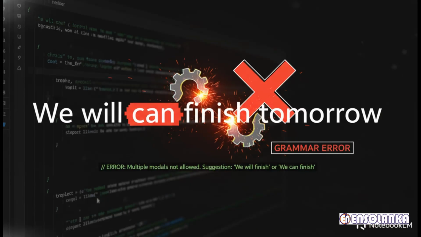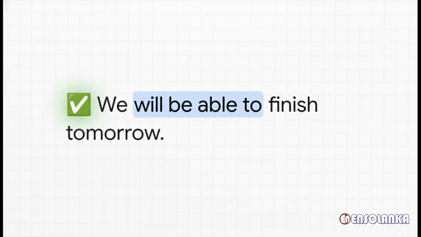Okay, now let's talk about a super common mistake. You can't just stick two modals, like will and can, right next to each other. It's just a hard and fast grammar rule. So how do we get around that? We fix it by using what's called a phrasal modal. Basically, instead of can, we swap in its equivalent be able to. This little trick lets us combine the future meaning of will with the ability of can. So, we will be able to finish tomorrow.